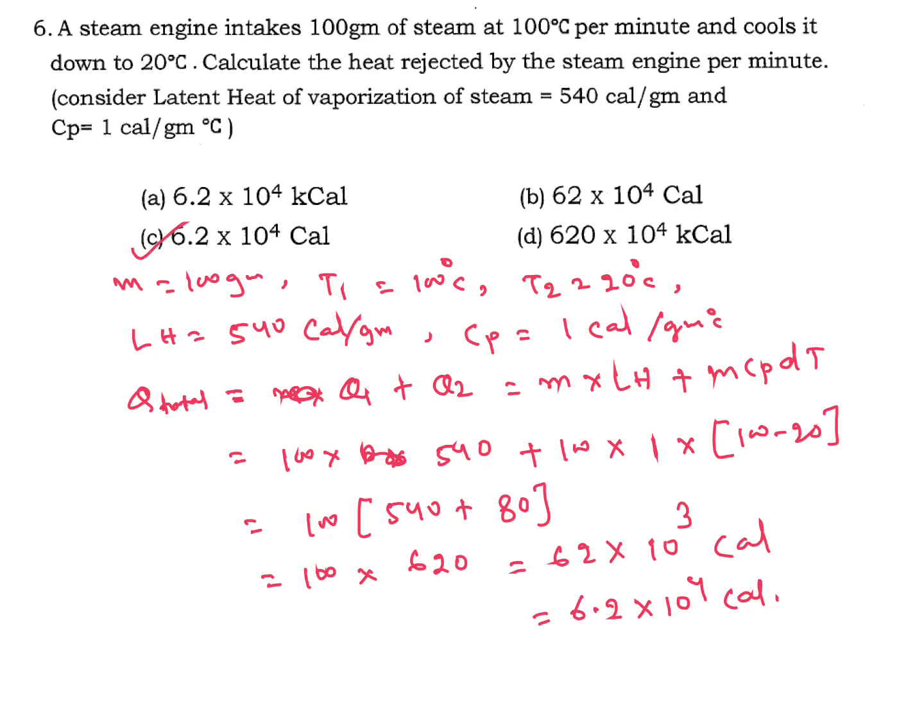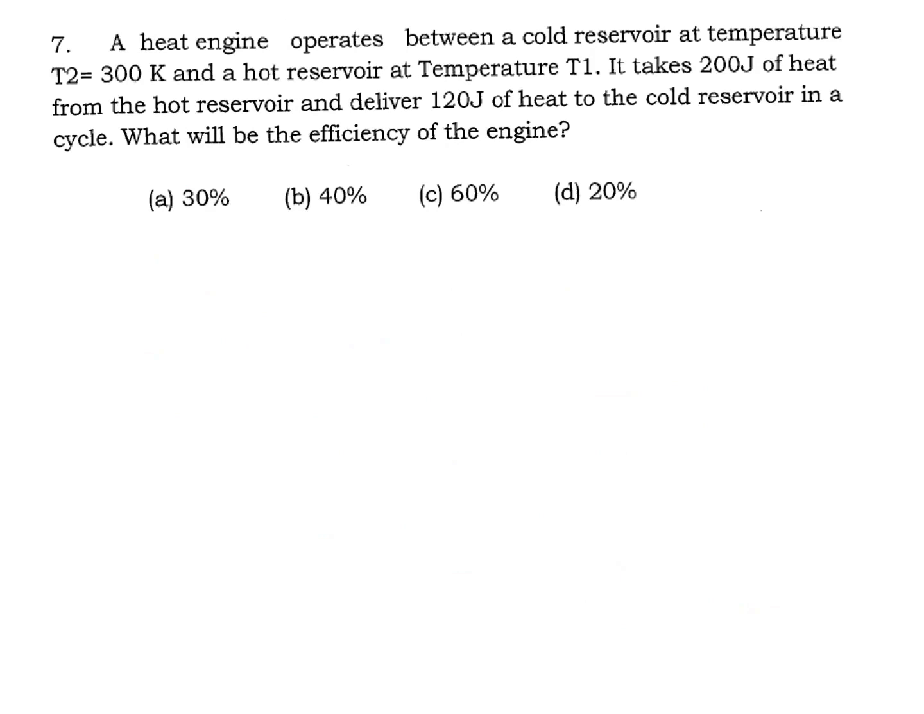A heat engine operates between a cold reservoir at temperature T2 equal to 300 Kelvin and a hot reservoir at temperature T1. It takes 200 joule of heat from the hot reservoir and delivers 120 joule of heat to the cold reservoir in a cycle. What will be the efficiency of the engine? Only efficiency. So actual efficiency we have to calculate.